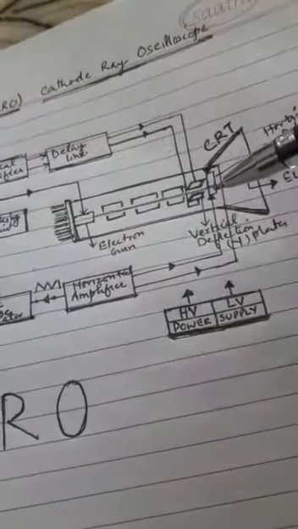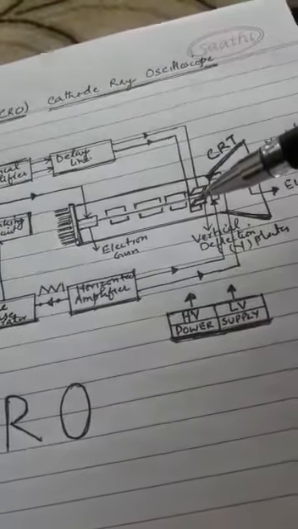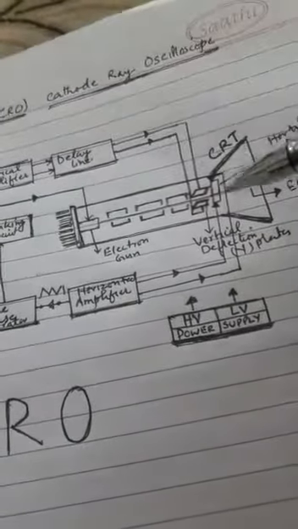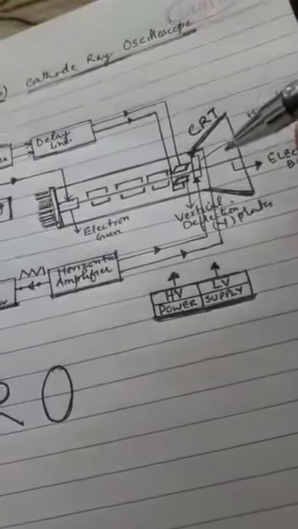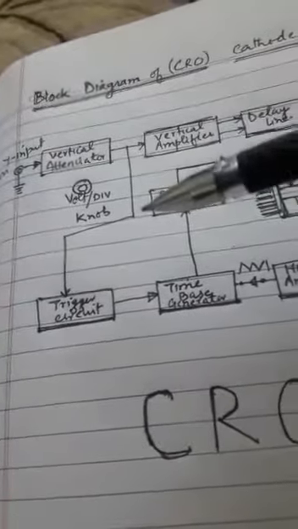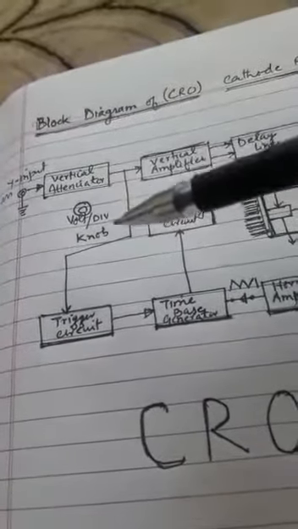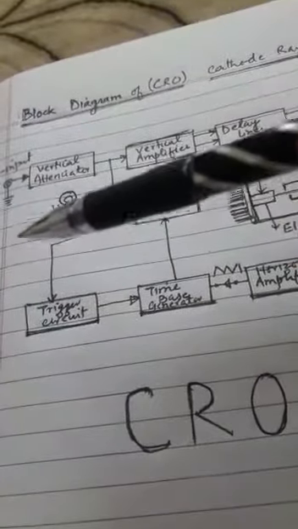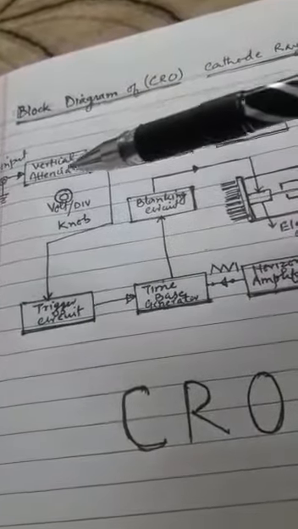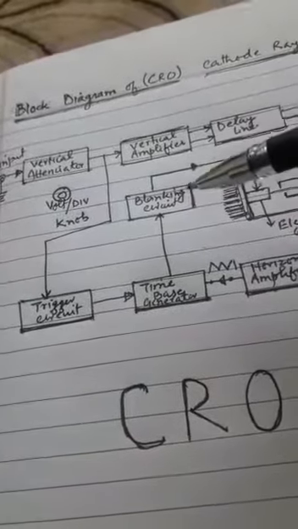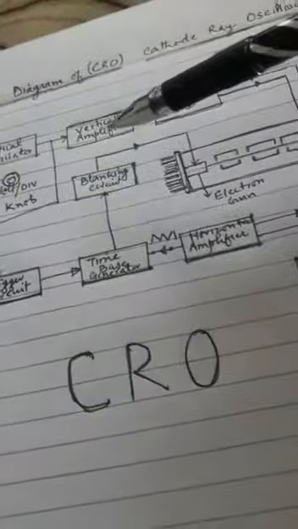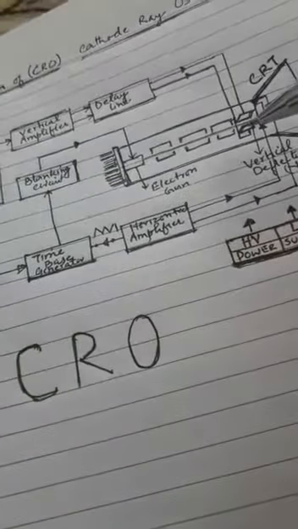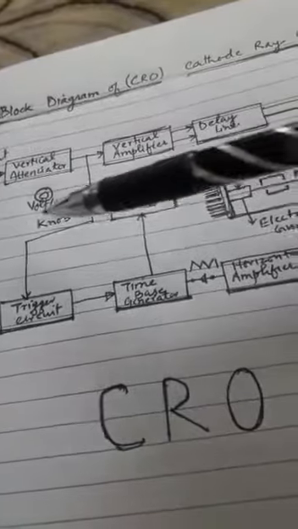In order to keep a signal in different varying positions and throw an image on the screen of the CRT, firstly, it uses a vertical attenuator. Vertical attenuator means it reduces the power of the signal. And secondly, you have the vertical amplifier. These are connected with the vertical plates here.